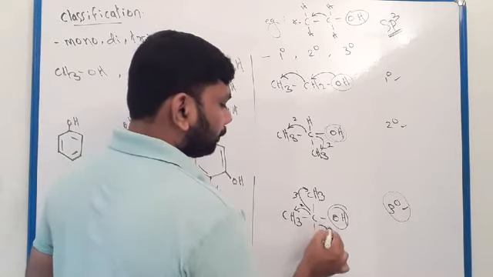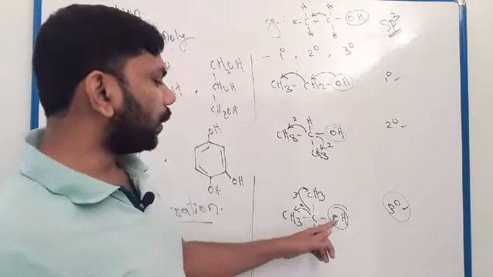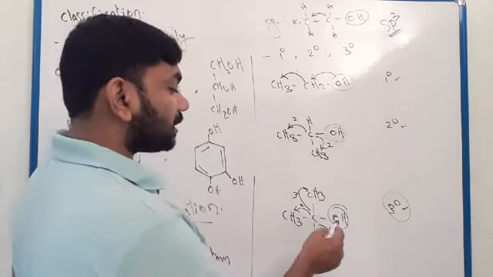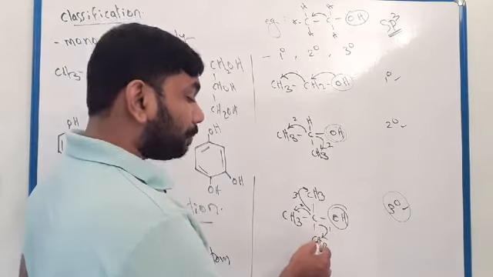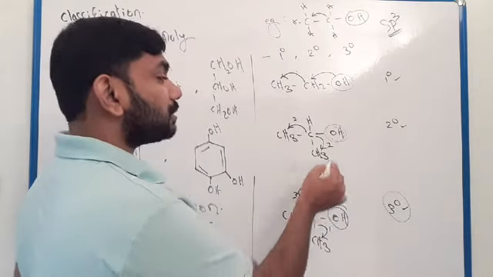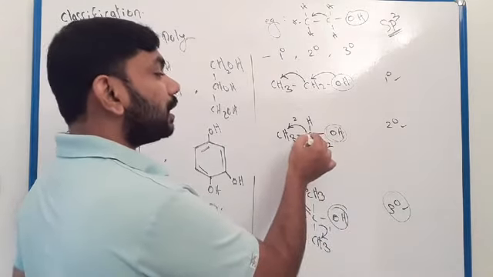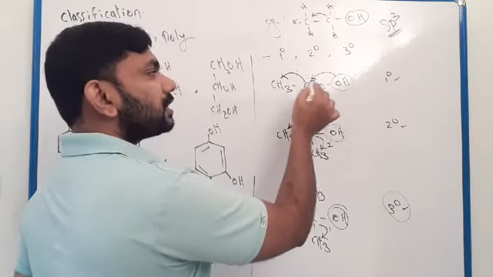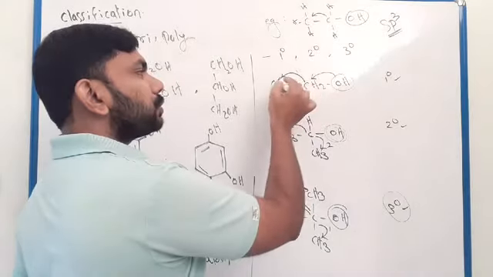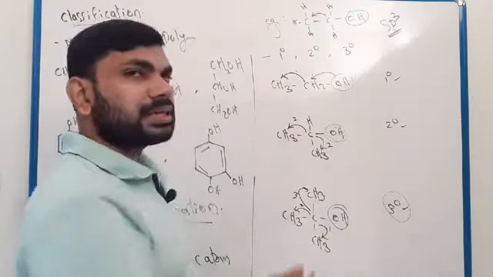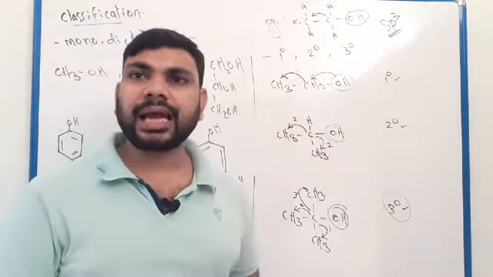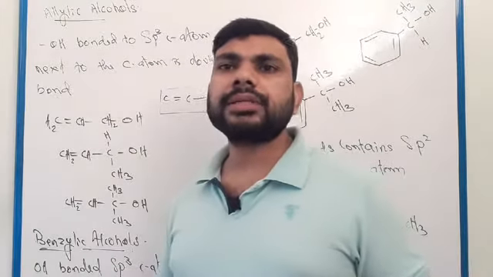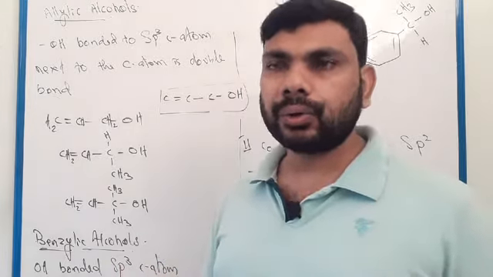Okay, here OH is attached to a carbon atom directly bonded to three different carbon atoms. Here OH is attached to a carbon directly bonded to two different carbon atoms. Here OH is attached to a carbon directly bonded to one carbon atom. That is primary, secondary and tertiary alcohol. Clear? Okay, next one, we have to discuss here allylic alcohol.